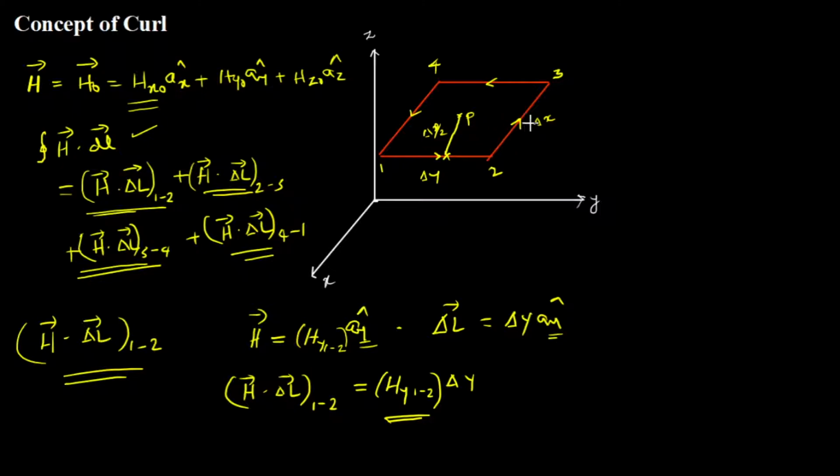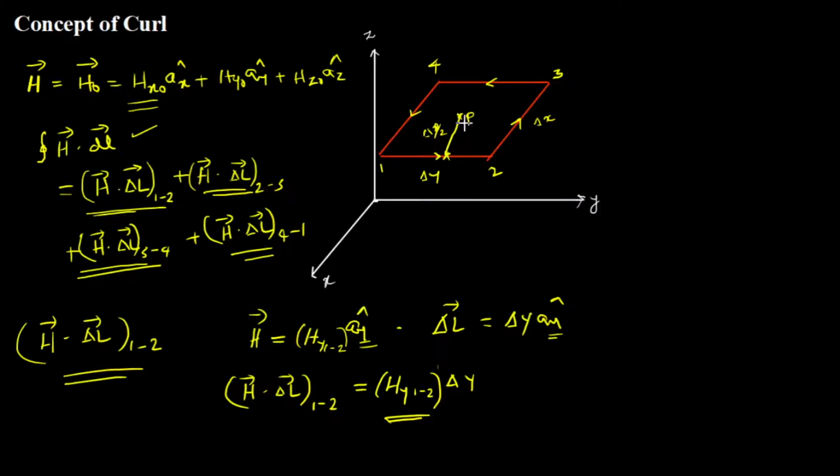I am traveling for a distance of delta x by 2, because the total is delta x, and I am traveling in the direction of x. So if I can calculate the rate of change of Hy naught when traveling from point P to this point, then I can calculate Hy 1 2.